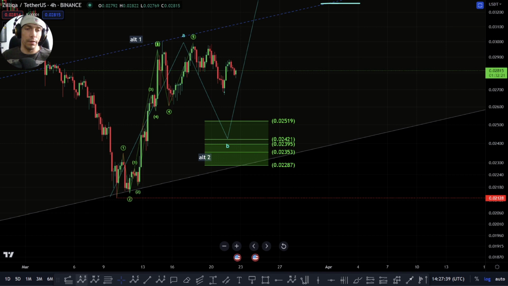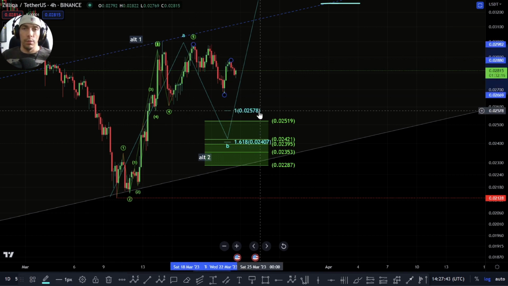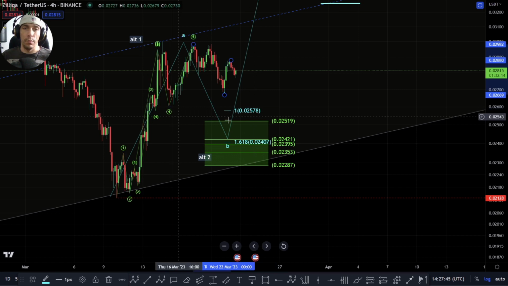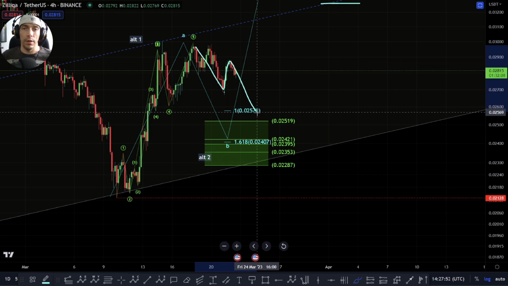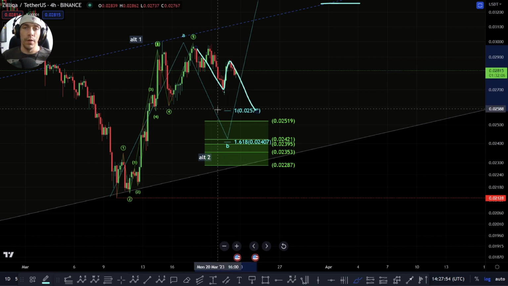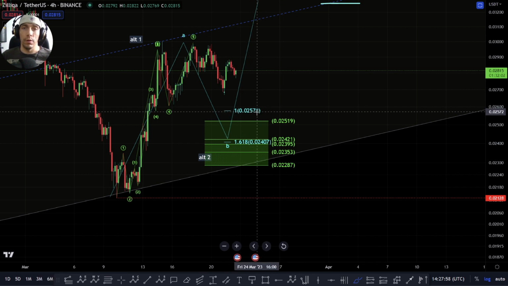sell-off. If we did get that direct push down here, basically that one-to-one would be here in line with this previous fourth, which would be this 2578. So keep an eye on that. If this does play out to the downside here and we get that as a three-wave move, this 2578 looks like a good zone for it.